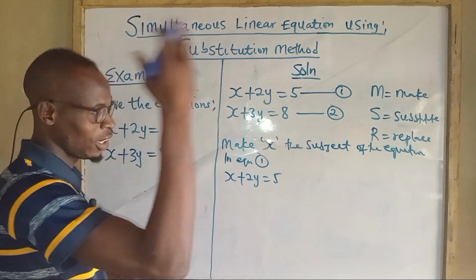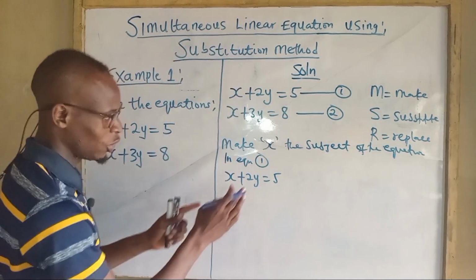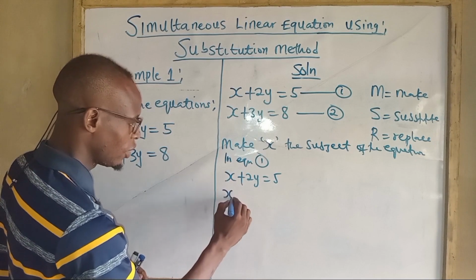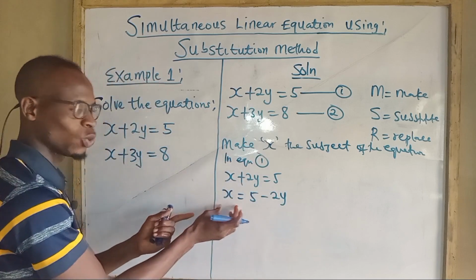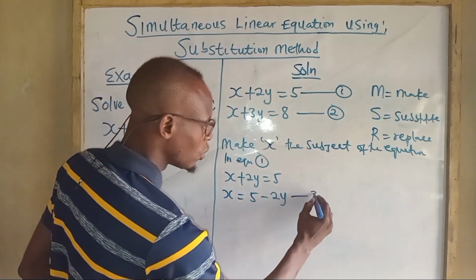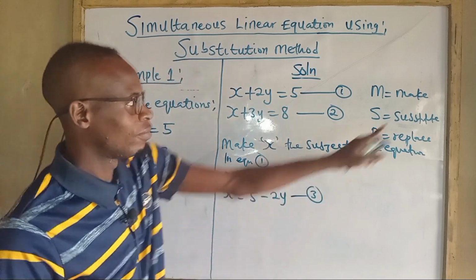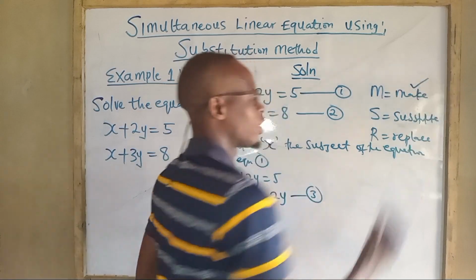I've taught that in my last class on algebra, so just pay attention again here. x will be equal to 5 minus 2y. Can you see? Just by isolating x. You can call this equation 3. Now we are done with this first step.